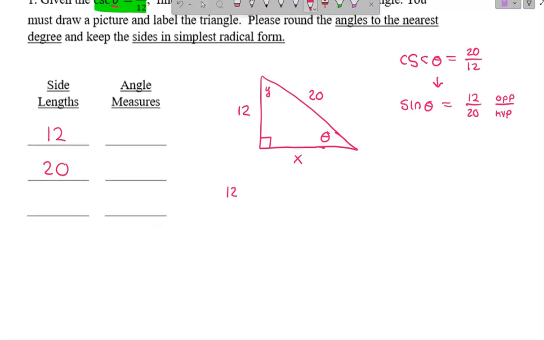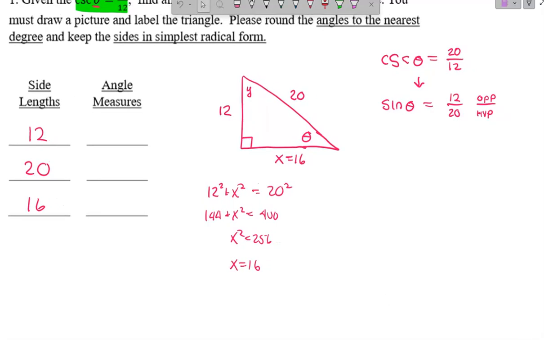So the first thing I think I'm going to do here, since I already know two sides of my triangle, is go ahead and just get the Pythagorean theorem out of the way. So we would get 144 plus x squared equals 400, and then doing a little calculator work from here, that's going to give me 256. And finally, when I take that square root, I'm going to get 16 as my third side of the triangle. So the sides are taken care of, and now we just have to figure out the angles.